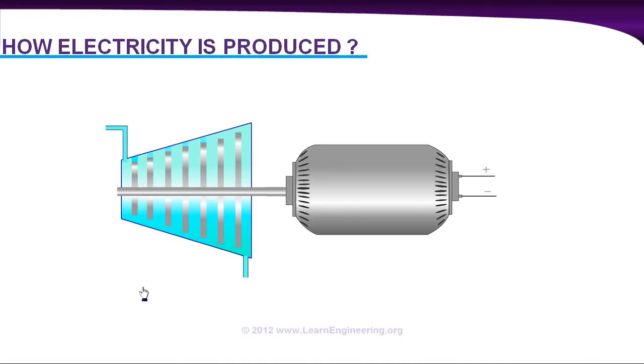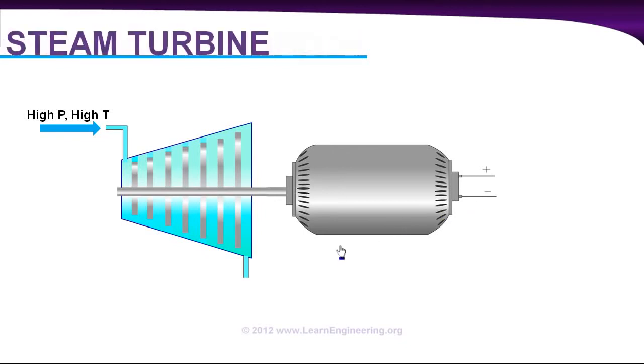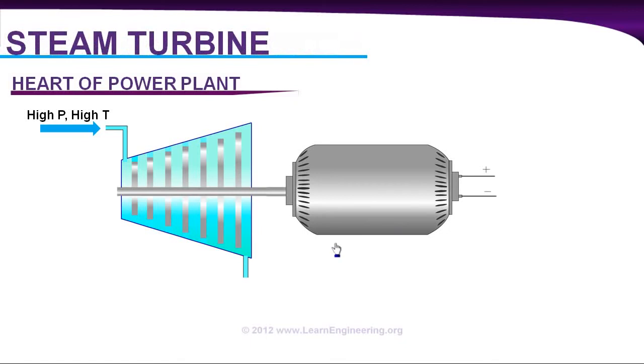The next question: how to rotate the blades of this turbine? The answer is this: supply high pressure, high temperature steam at the inlet of the steam turbine. Thanks to the high pressure and high temperature of the steam, it can rotate the blades of this turbine, so you can generate electricity. You can consider the steam turbine as the heart of the power plant, which absorbs energy from the fluid. So we have achieved our objective: we have produced electricity.